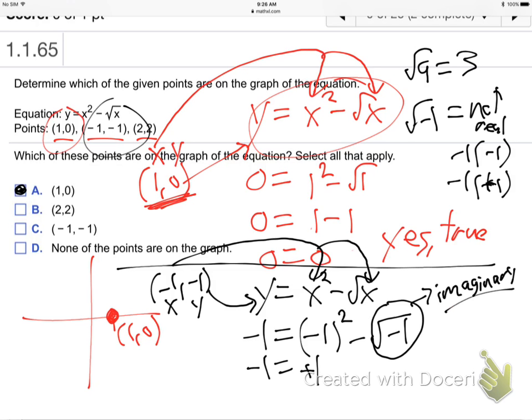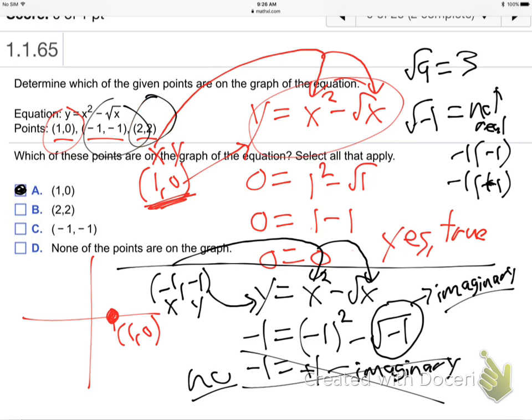So the point of all this is, does negative 1 equal plus 1 minus imaginary? Well, no. It's imaginary, so it's not true. Imaginary things aren't true, right? So that's just no. Enough with that one. We already figured that if you tested the 2, 2, you'd find out it doesn't work either. The only one that works is the 1, 0. Just plug them in. All right.